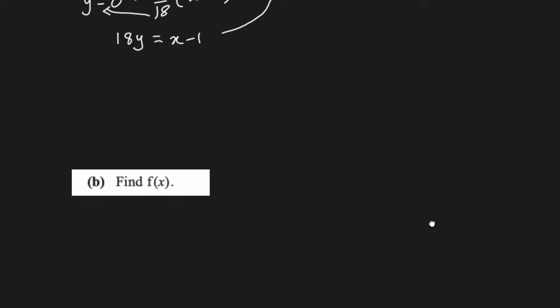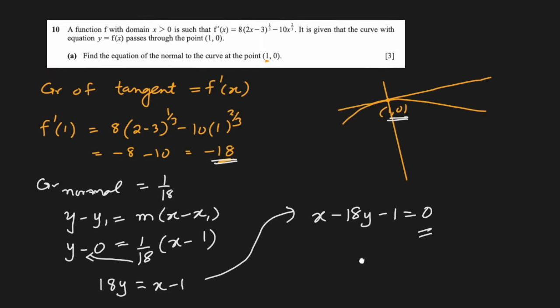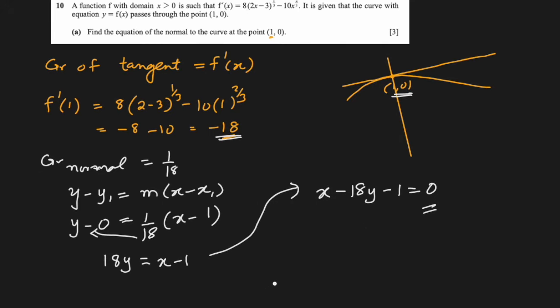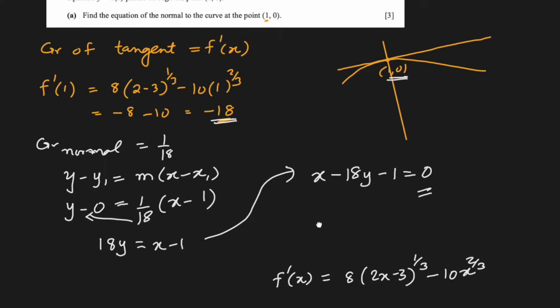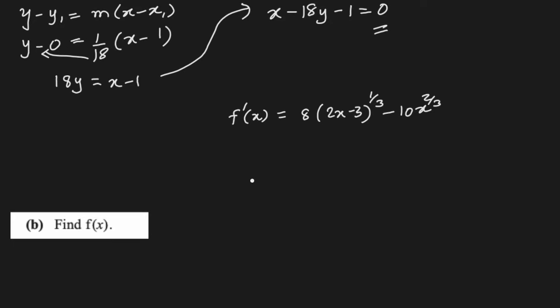Find f(x) now. This is the second part. So first we should know the equation of f prime. So I'll write this one here. f prime x is equal to 8 (2x minus 3) to the power 1/3 minus 10 x to the power 2/3. This was the derivative of f(x). So what will I do now? I'll integrate both the sides with respect to x. So the integration of a derivative is the function which we want to find out.